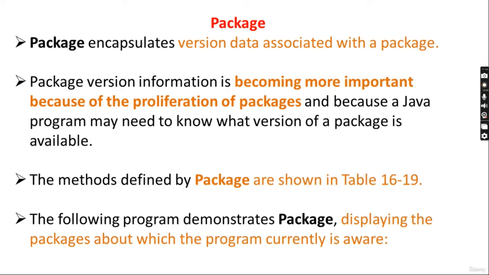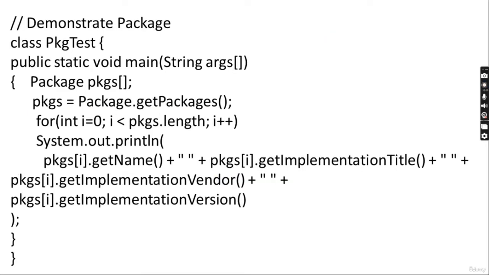Why we require the package information? Because of the proliferation of the packages and because the Java program may need to know what version of package is currently available. Now we will see the example of package, and in this we will display the packages about which program is currently aware. So packages array we have created.